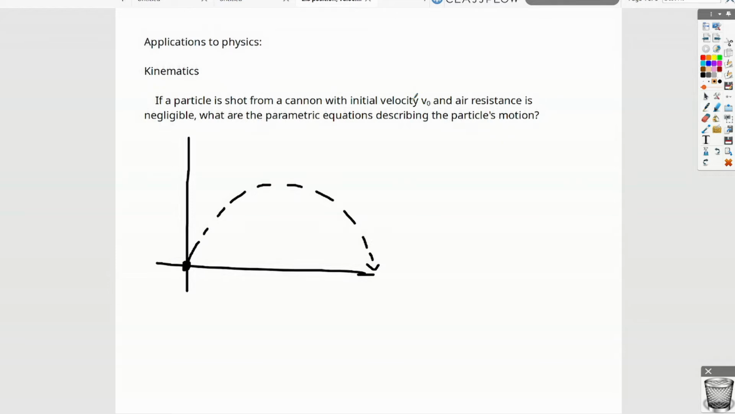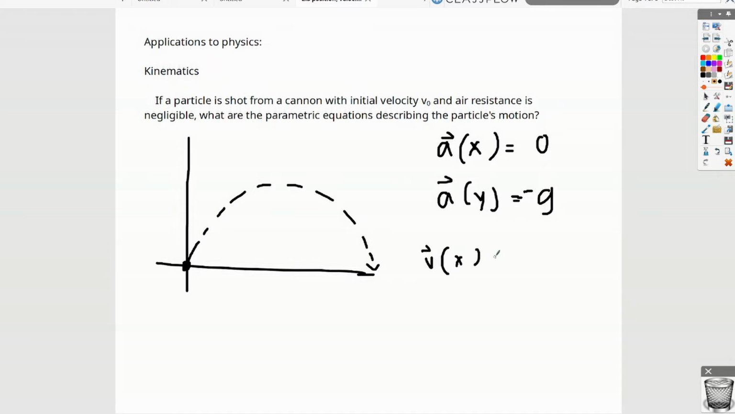So if we take up and right as our directions, what we end up getting for the accelerations are the acceleration in the x direction and the acceleration in the y direction. The acceleration in the x direction is nothing, 0. The acceleration in the y direction is simply minus g, because it's going down, right? So what's the velocity in the x direction? It's the integral of 0.